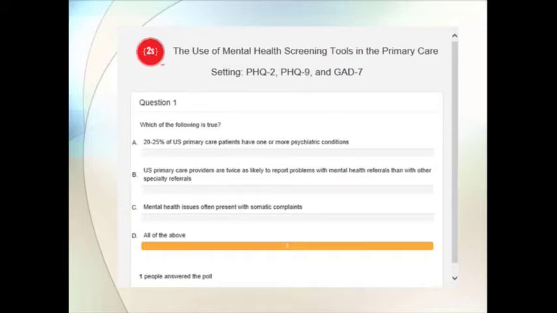So our first question is, which of the following is true? 20 to 25% of U.S. primary care patients have one or more psychiatric conditions. U.S. primary care providers are twice as likely to report problems with mental health referrals as other specialty referrals. Mental health issues often present with somatic complaints. Or all of the above.